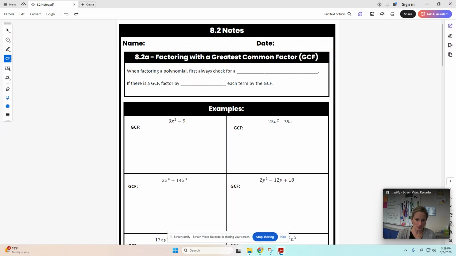What we're going to be trying to figure out with factoring is what was multiplied together to give us this particular expression. So it's kind of backwards work of all the multiplication that happened in 8.1. When we are factoring polynomials, the first thing that we always have to check for in every factoring problem is a greatest common factor.